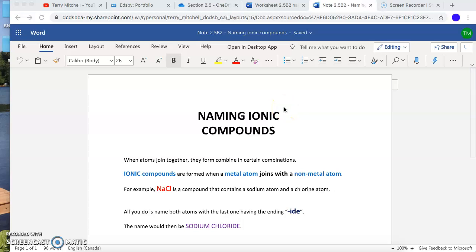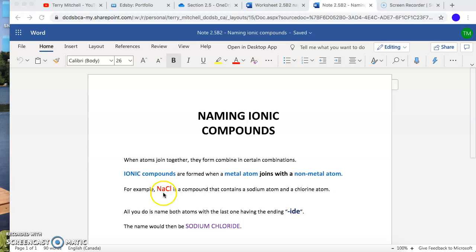Hey there, today we're going to look at how we name compounds. A reminder from last day, a compound is when we have more than one atom type joining together with other atoms to form a molecule. In this case, we're going to be dealing with ionic compounds. An ionic compound is a compound where a metal atom joins a non-metal atom. An example here is NaCl, sodium chloride.